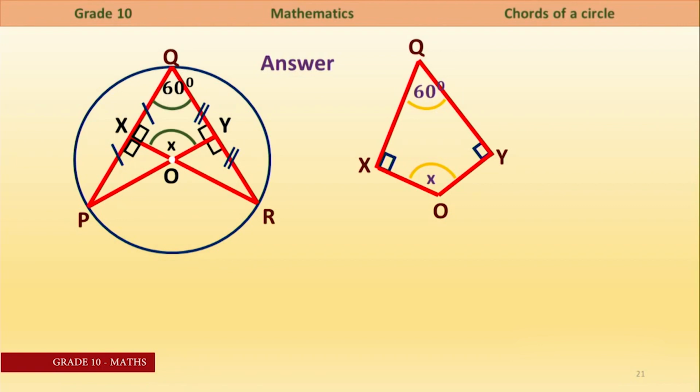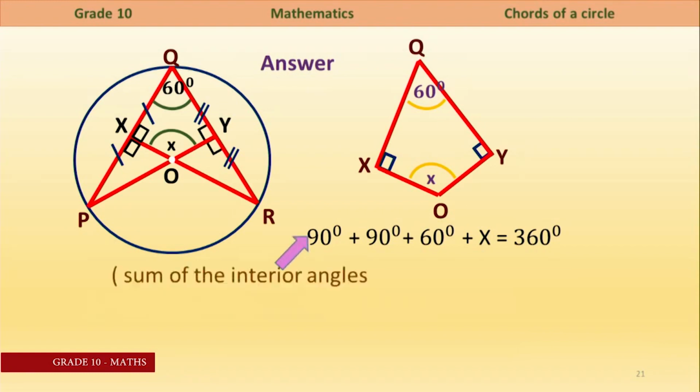So you know the sum of the interior angles of a quadrilateral. What is the sum of the interior angles of a quadrilateral? It is equal to 360. When you are taking the sum of these 4 angles, it equals 360. The reason is the sum of the interior angles of a quadrilateral is 360.